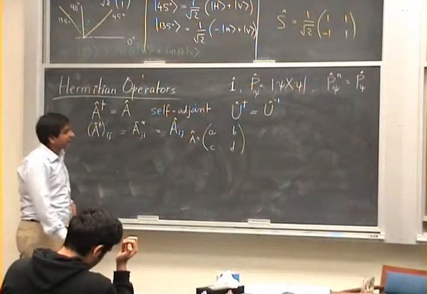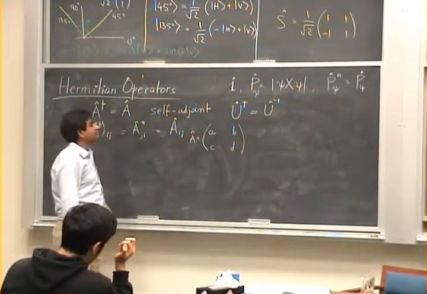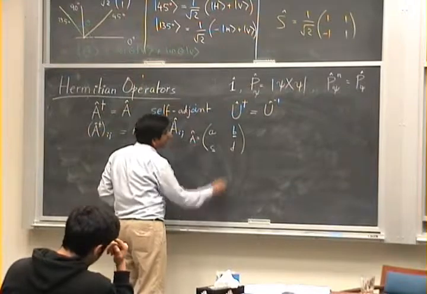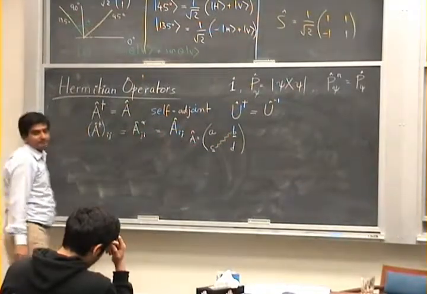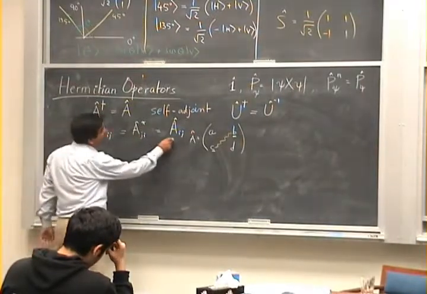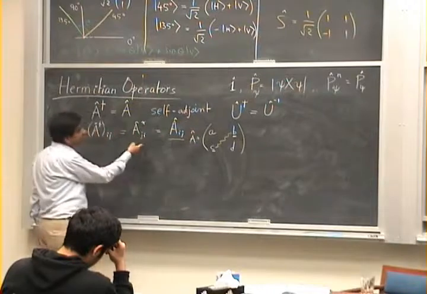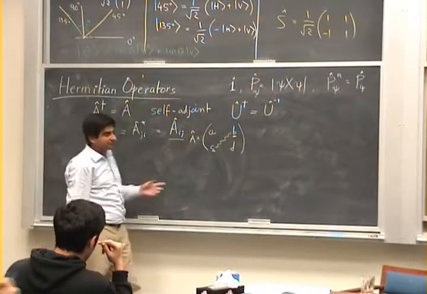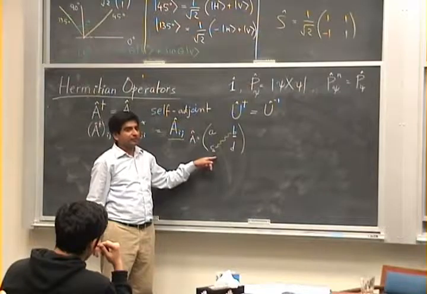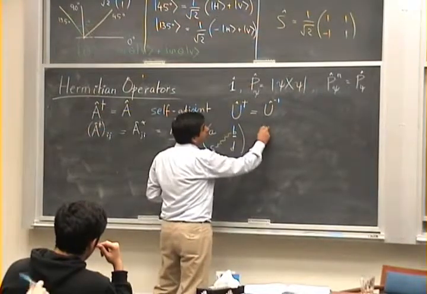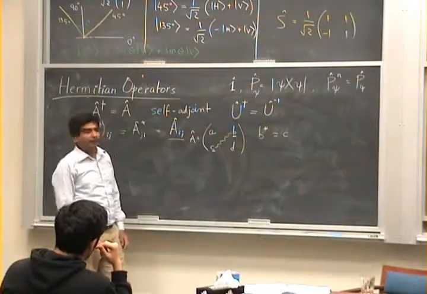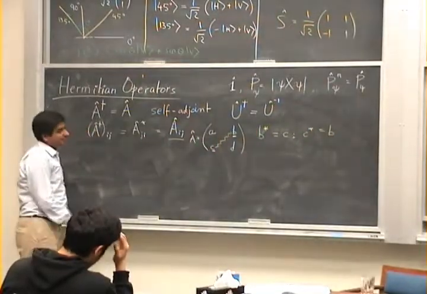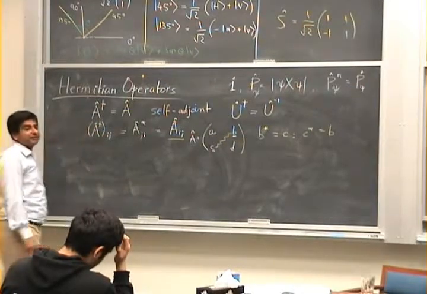Now, if this condition is to be satisfied, then it simply means that this element has to be the complex conjugate of this element. So these elements are complex conjugates of one another. Right? It's clear from here. So the element in the first row, second column, must be equal to the complex conjugate of the element in the second row and the first column. So it's not really symmetric, because symmetric matrices means that B equals C. What we mean here is that B's complex conjugate equals C, and C's complex conjugate equals B. Okay? So this is what a Hermitian matrix really is.